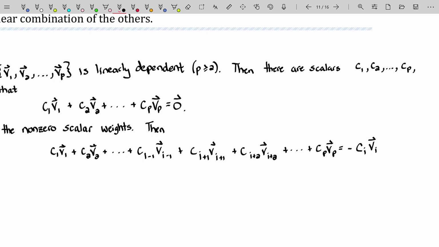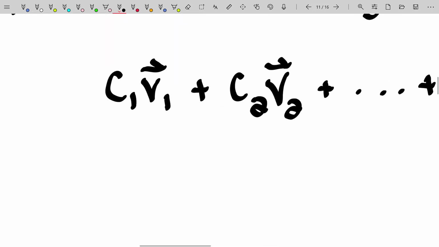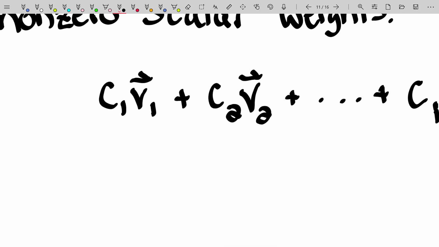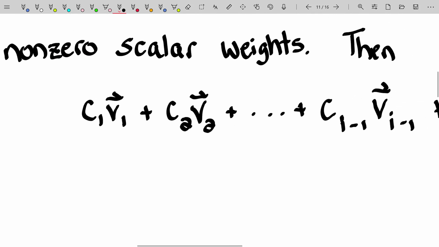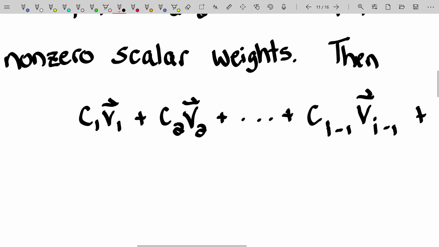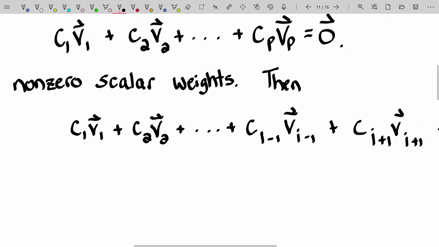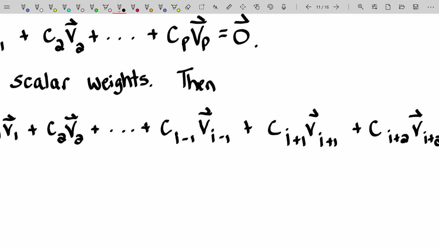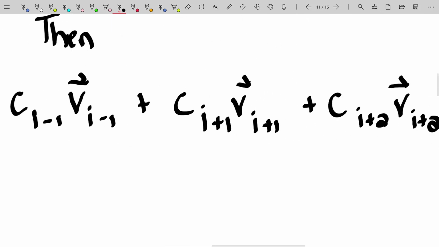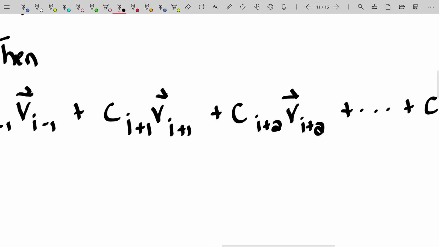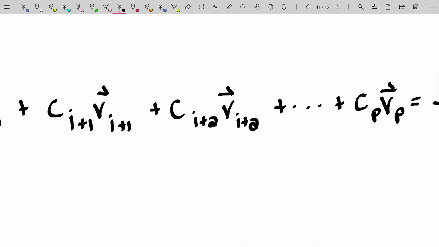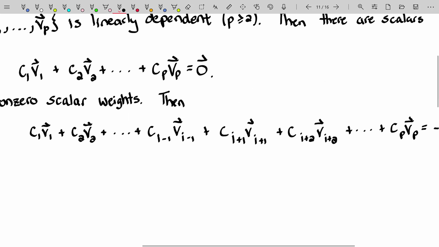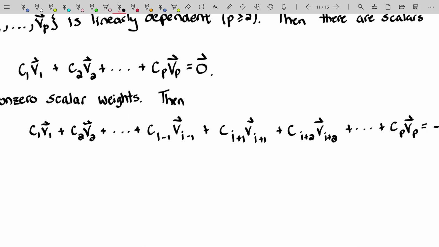And it looks a little long-winded. It's only because I needed to set up a pattern there. So we have c1 v1 plus c2 v2. That sets the pattern that we're going by ones in the index, all the way up to c sub i minus 1, v sub i minus 1. And then all of a sudden we break the pattern because we're skipping over c sub i, v sub i. So the next term in that list is c sub i plus 1, v sub i plus 1, plus c sub i plus 2, v sub i plus 2. So there goes the pattern again, increasing by 1, all the way until we get to c sub p, v sub p. Basically, that left-hand side is just missing c sub i, v sub i, and that's because we subtracted it from both sides.